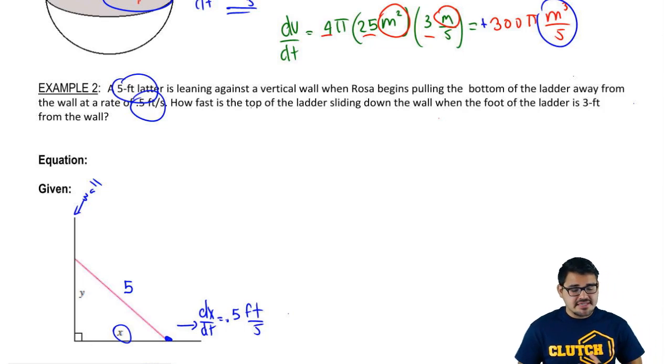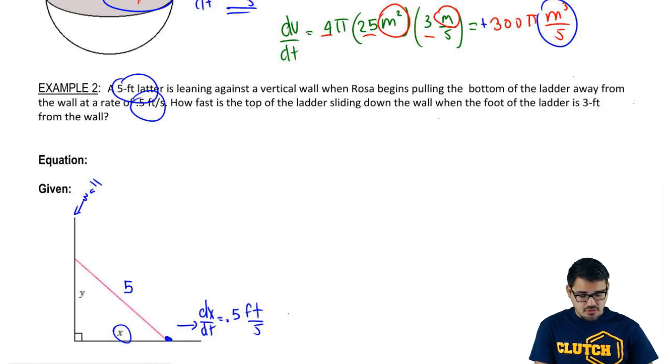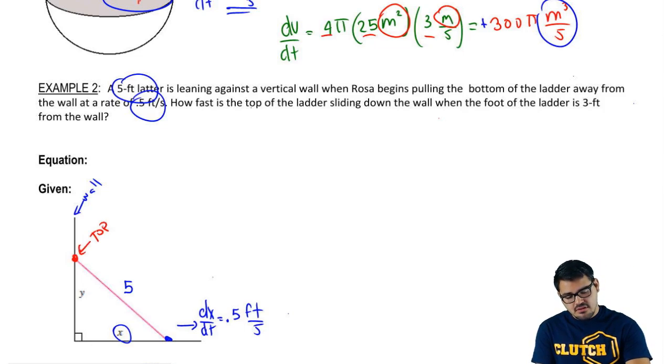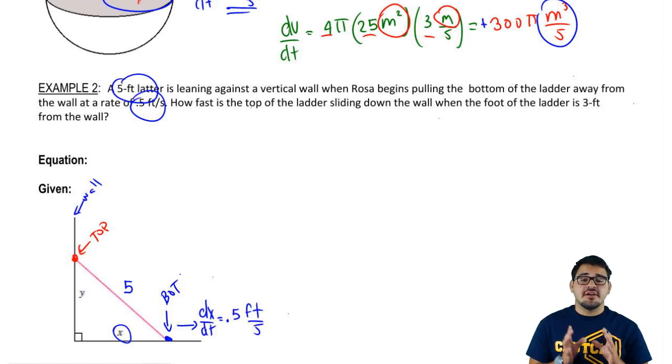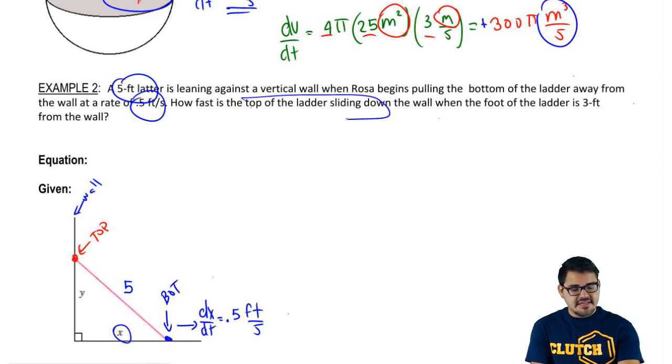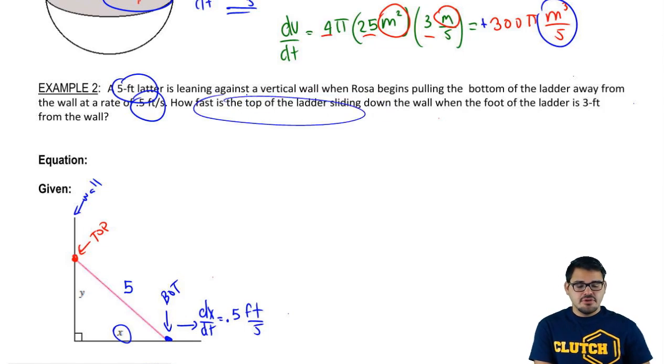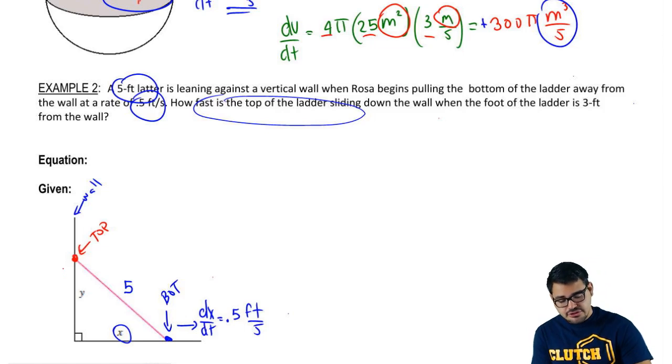The question is, how fast is the top of the ladder, which we're going to say is over here. This is the top of the ladder. Let's label this the bottom. How fast is the top of the ladder sliding down the wall when the foot of the ladder is 3 feet from the wall? So they're giving us a specific scenario, right? When the ladder is 3 feet from the wall. And they're asking how fast the top of the ladder is sliding down. So we're expecting this top of the ladder here to slide down.